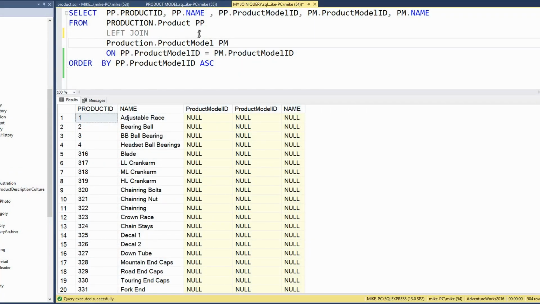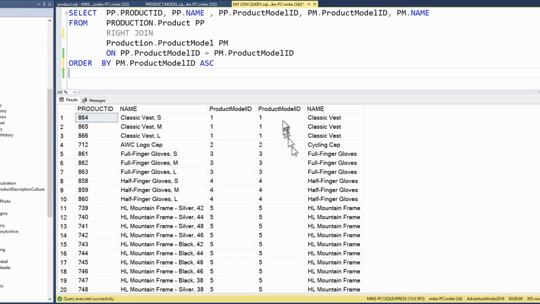So let's see this in action in our query. I'm going to change that to a right join. And just to help it make a bit more sense, I'm going to order it by the product model's primary key. So I'm going to change that to PM, the alias for the product model table. And we'll execute that and we'll see what happens. Right, what have we got there?